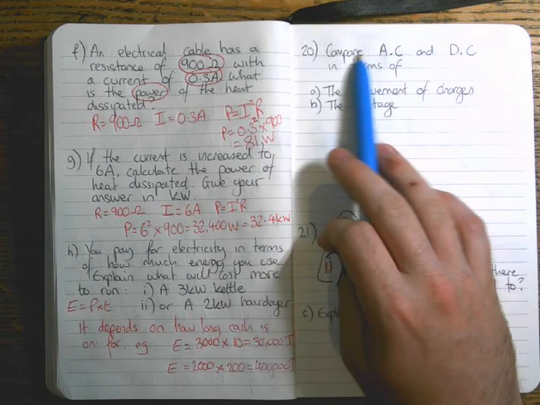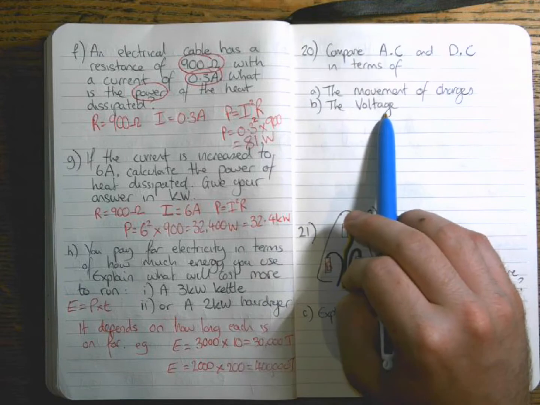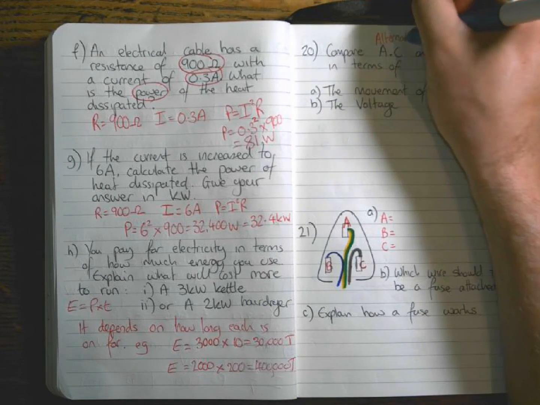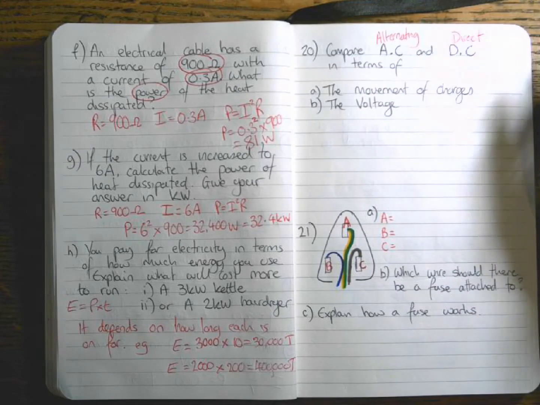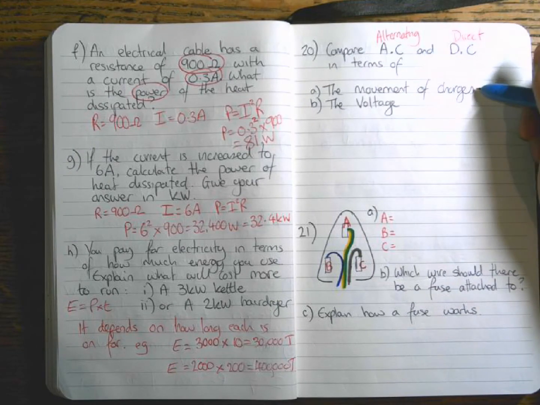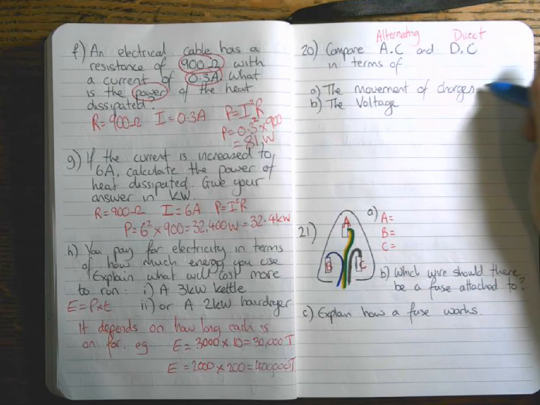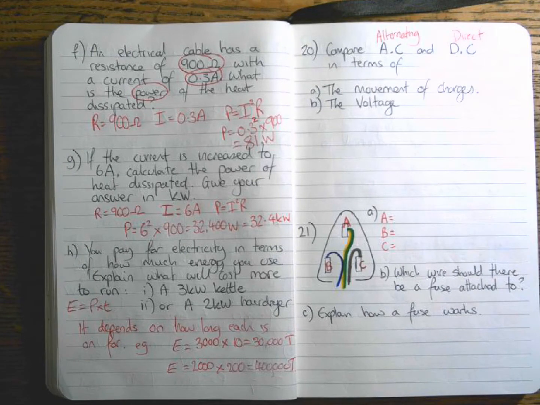20. Compare AC and DC in terms of the movement of charges and the voltage. So AC is alternating current, DC is direct current. I want you to describe the difference in the movement of charge. In the case of normal electricity, it's normally electrons, so the movement of the electrons, and also what happens to the voltage of the supply of electricity as well.